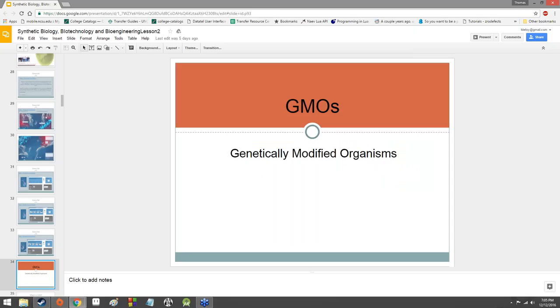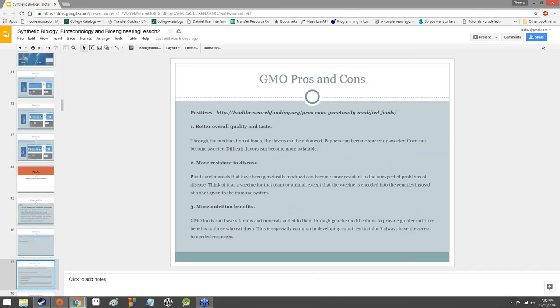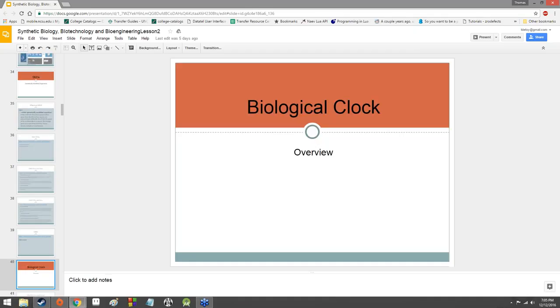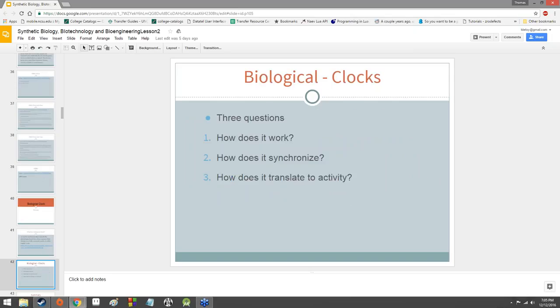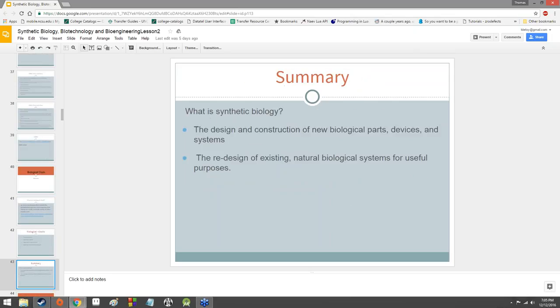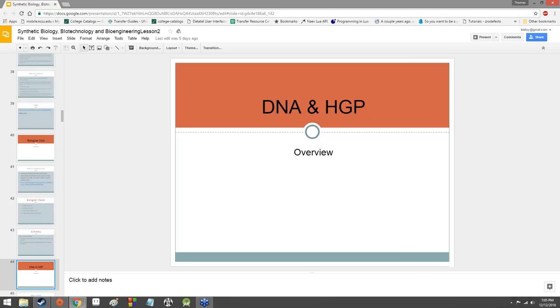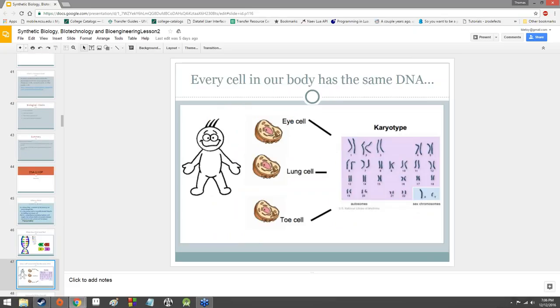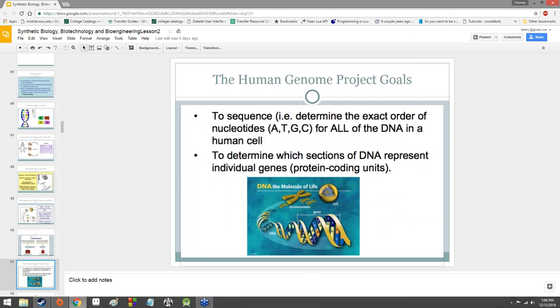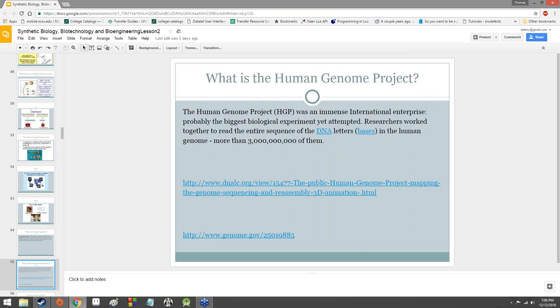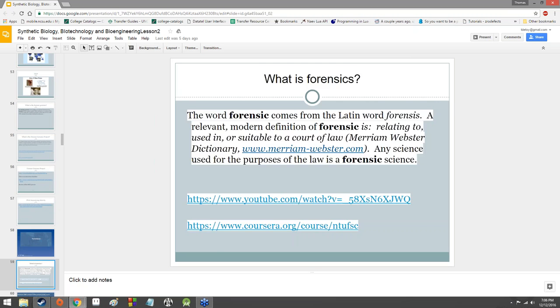We talked a little bit about GMOs in a general sense, but mostly in the food sense. We talked a little bit about the biological clock. This is a very short one, so that was mostly just me expounding upon it. And we spent some time talking about DNA and HGP. I believe we actually stopped in this area. Let me see here. Yeah, it looks like this is where we stopped.